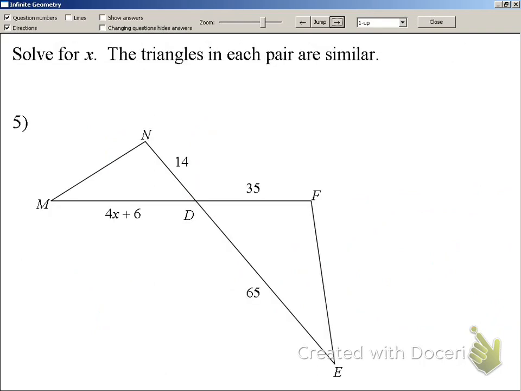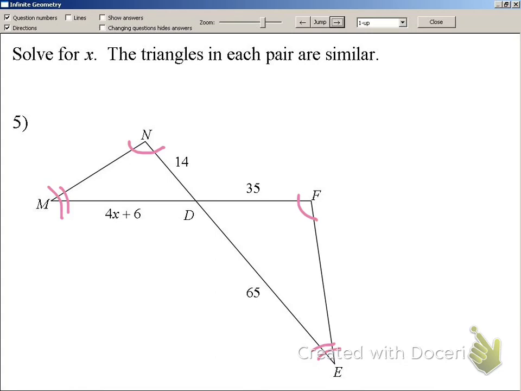Number 5, solve for x. The triangles in each pair are similar. So if I know the triangles are similar, then I know I have congruent corresponding angles, or I have proportional corresponding sides. Now, looking at these drawings, I can see that angle N is congruent to angle F. I can see that angle M is congruent to angle E down here.